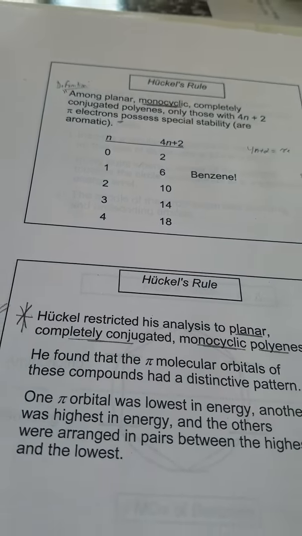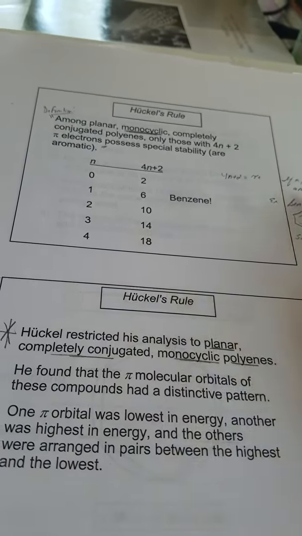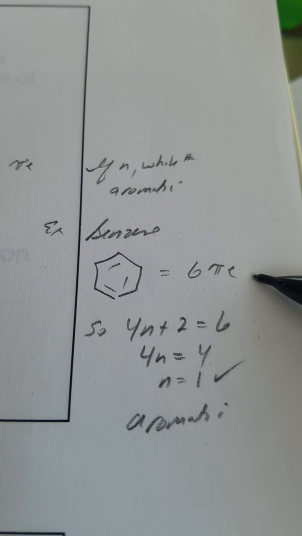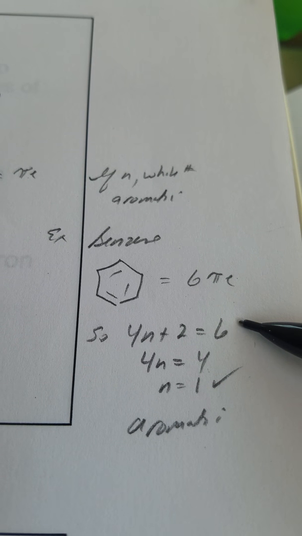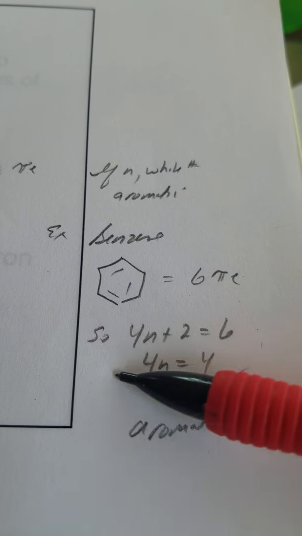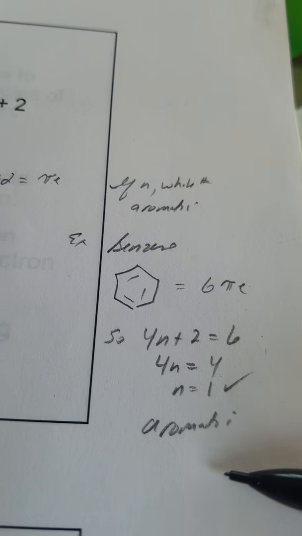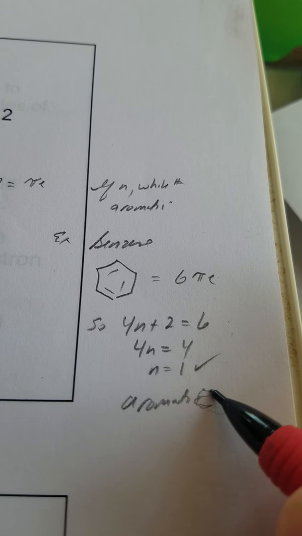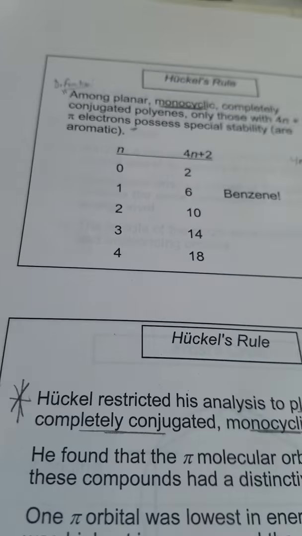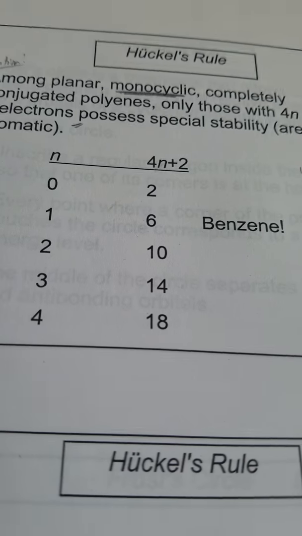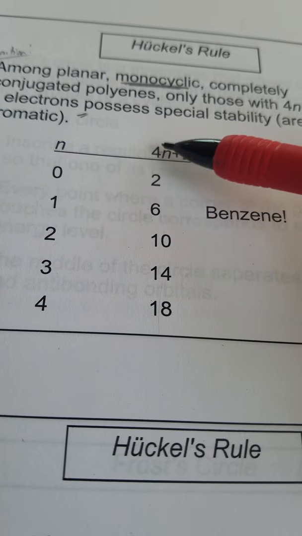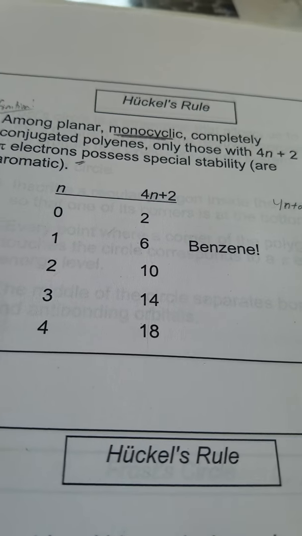So here are our basic rules right here. If you look at the benzene ring, you can see that you've got 2, 4, 6 pi electrons. So if I substitute 6 for the number of pi electrons and solve for n, I do get a whole number, so therefore benzene is going to be aromatic. And you can see other types of molecules that are going to fall in that category based on the number of pi electrons.